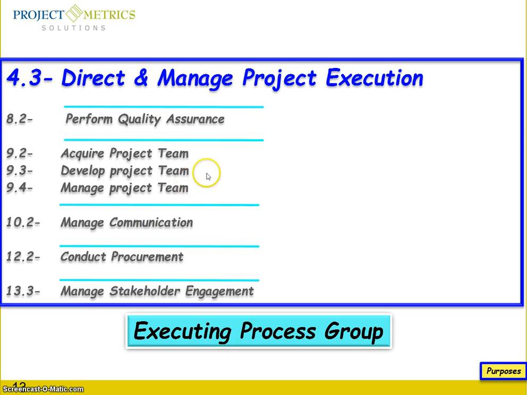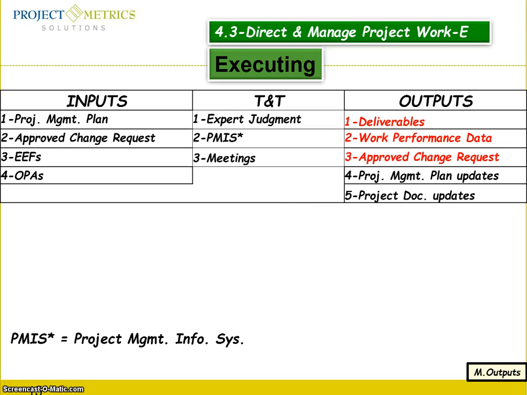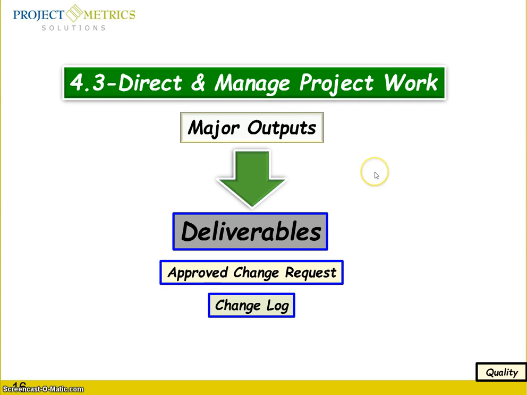So let's start with direct and manage project execution. The purpose when you direct and manage project work is to execute the work defined in the project management plan to achieve the project's objective. It guides you to implementation of approved changes, because you are dealing with preventive action, corrective action, or defect repair. I'd like you to focus only on the outputs here, because you are going to see them all the time in any executing process group: the deliverable, the work performance data, the approved change request, the change request. This is the major output of any process in the executing process group.